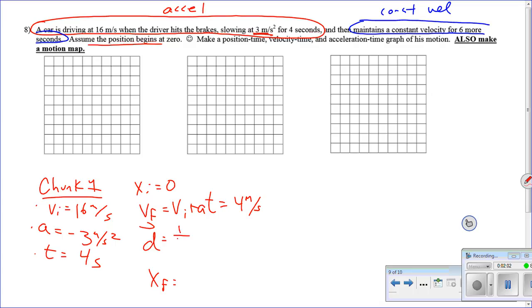Let's see, our displacement is going to be 1/2 times VF plus VI, times the time. So now we know our VF, our VI, and our time. So we're going to get 40 meters. And if we started at a position of 0 and then went forward 40 meters, that means our final position is going to be 40 meters. Okay? So those are all of the calculations for this chunk at the beginning where he's accelerating.